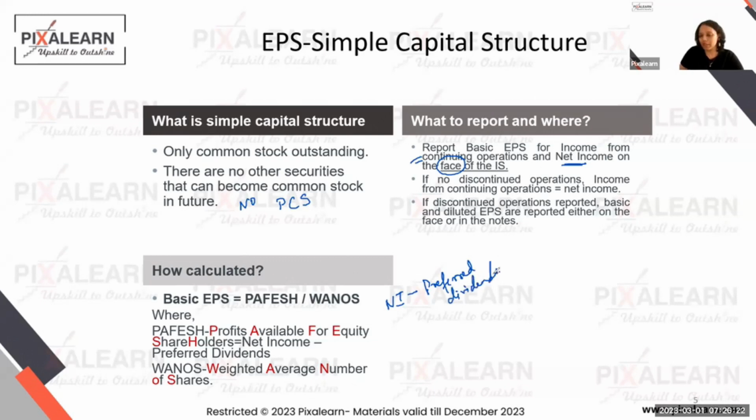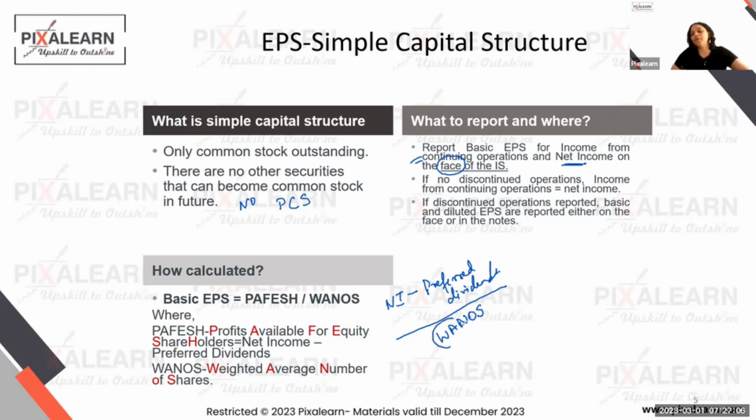So if you have preference shares, then those shares will have to be first paid and then the balance has to be distributed to your equity shareholders. So I take the balance that is available for distribution to the equity shareholders and divide it by the weighted average number of shares. That means if there is no preferred stock, if there is only common stock, the net income figure you can directly get from your income statement. But if there are preferred dividends, you will have to first deduct them in order to arrive at the figure for profits available for equity shareholders.